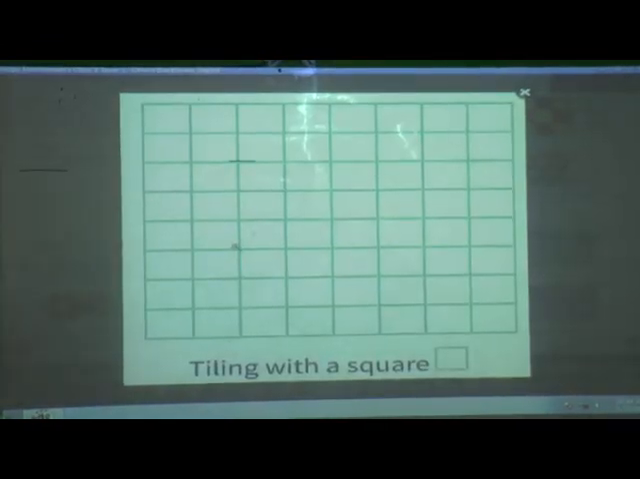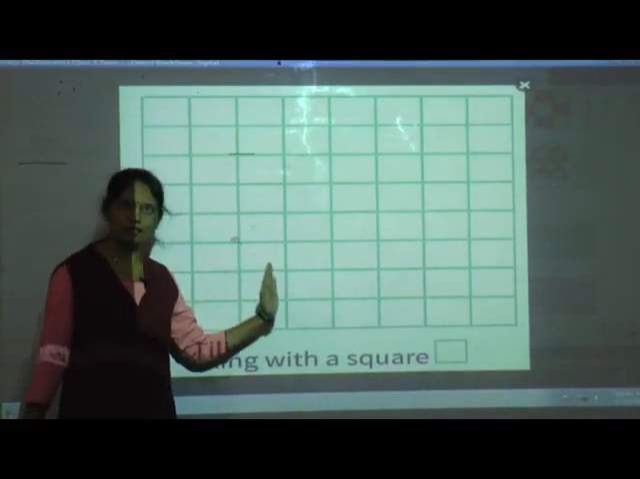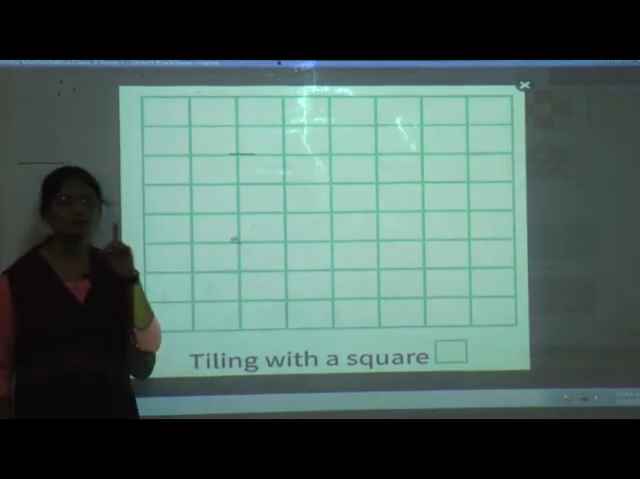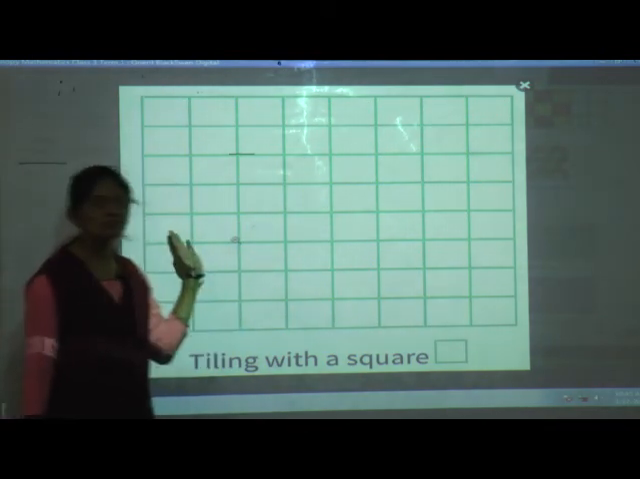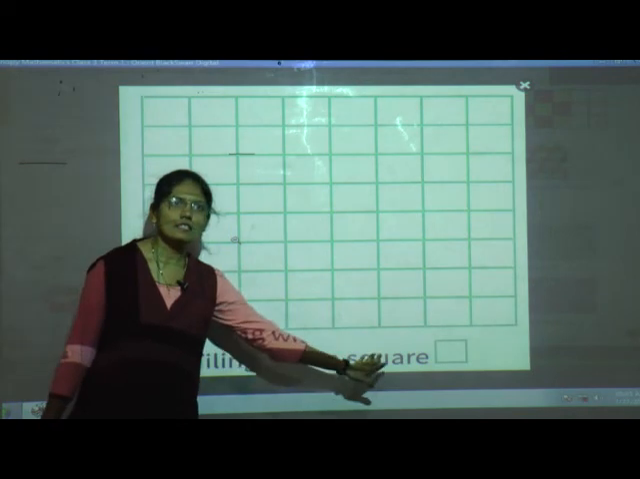Now see here, this is a tiling with a square. All are squares only, and all the squares are fitted with each other without leaving a gap. Here no gap is there. So this is called a tiling. This is a tiling with a square.